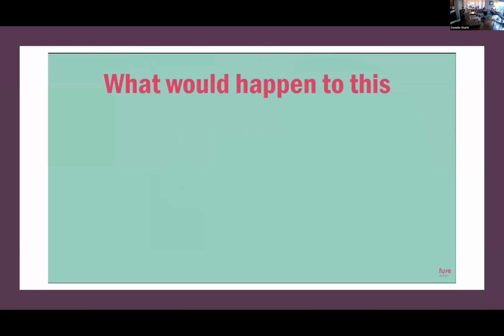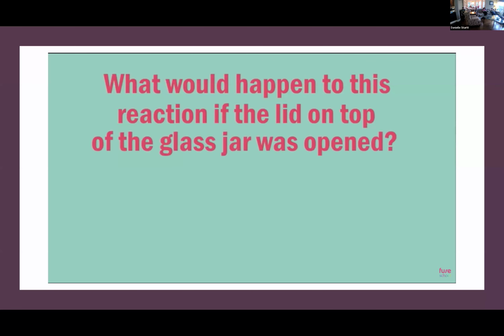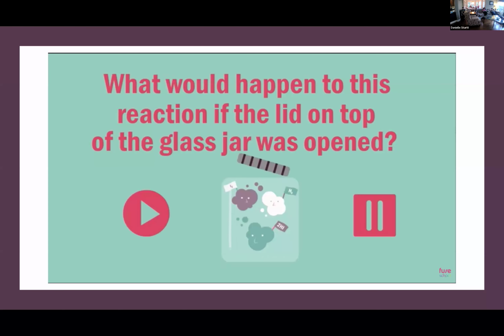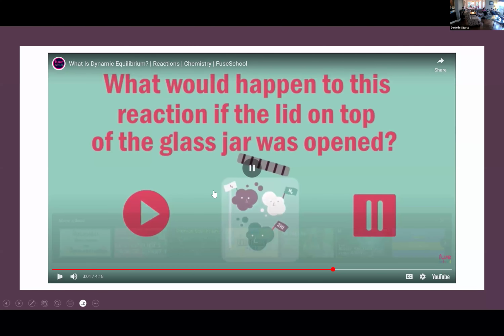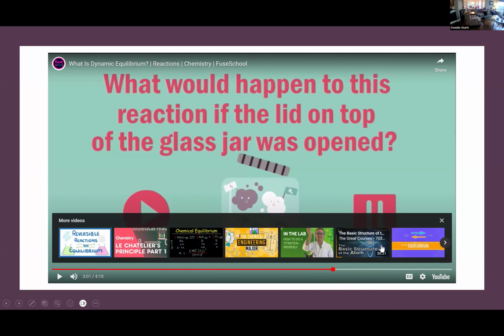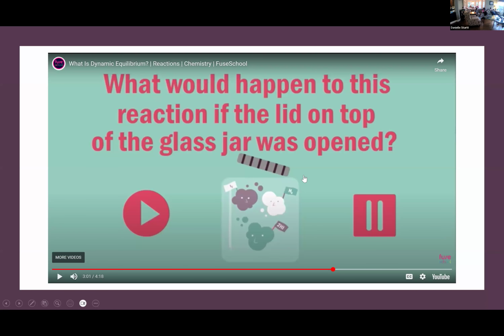What would happen to this reaction if the lid on top of the glass jar was opened? Please pause the lesson to think about this and resume when you are done. Actually, we'll pause it. What do you think would happen if you took the lid away? The gas will float away. Gas will escape. Yeah. If you took the lid off, you've got iodine, hydrogen, and then hydrogen iodide, and they're forming at the same rate. You got an equilibrium, but now you no longer have a closed system.